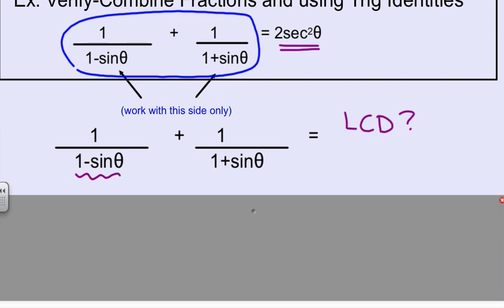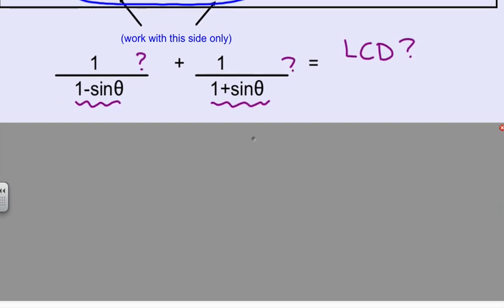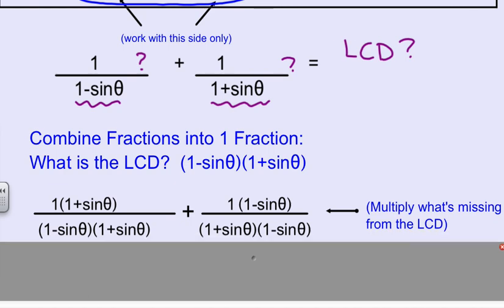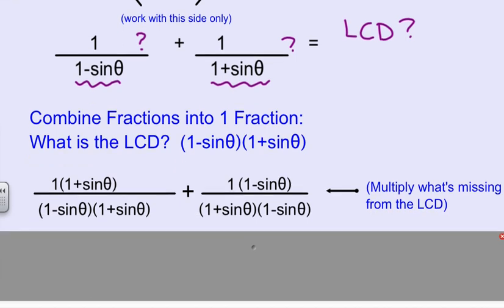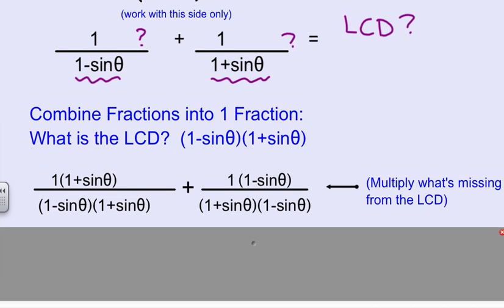We have to identify that this is 1 minus the sine of theta, and this is 1 plus the sine of theta. I have to have both of those pieces. So what am I missing here? And what am I missing there? Okay. So what we did is we increased this first fraction. Here's my first fraction, 1 minus the sine of theta. I don't have this 1 plus the sine of theta, so I have to increase it here and there.